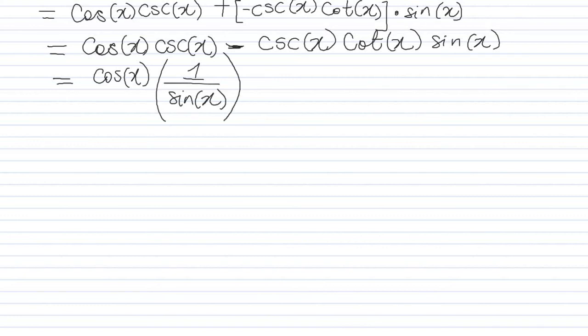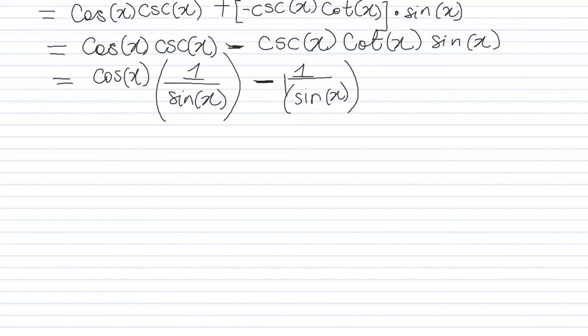So keep that here. Minus cosecant x multiplied by cotangent x multiplied by sine x. What did we say cosecant x is equivalent to? We said it's 1 over sine x. So we're just going to repeat what we did.